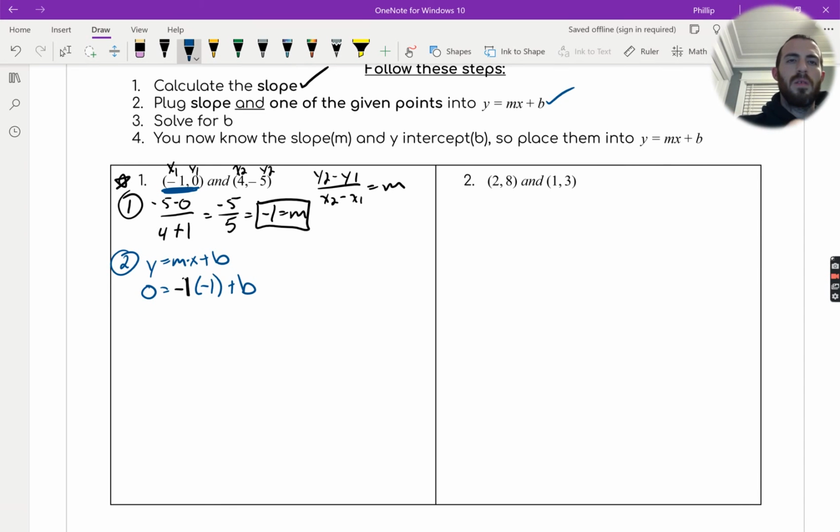Step 2 is done. Step 3, solve for b. So here we just simplify. -1 times -1 is going to be +1. So 0 equals 1 plus b. We have to get b by itself, so we're going to subtract 1 on both sides. So we get -1 equals b. So that's our y-intercept.